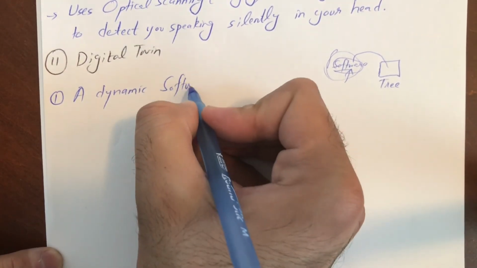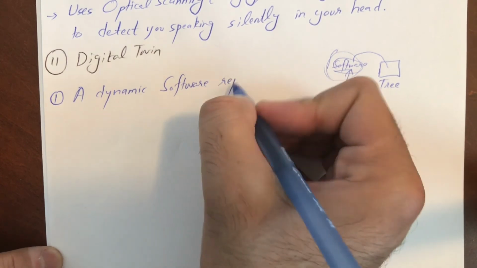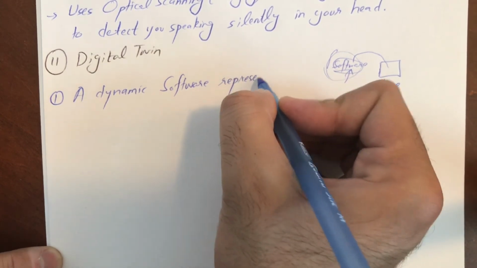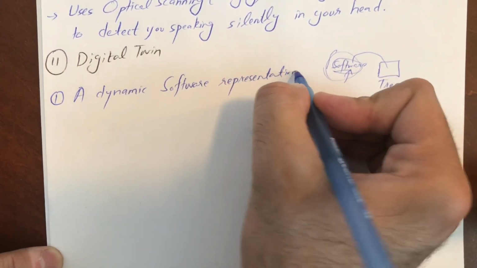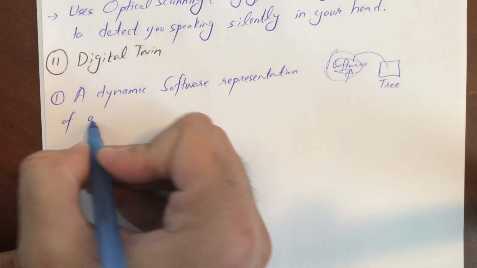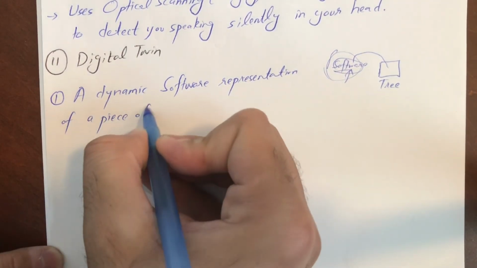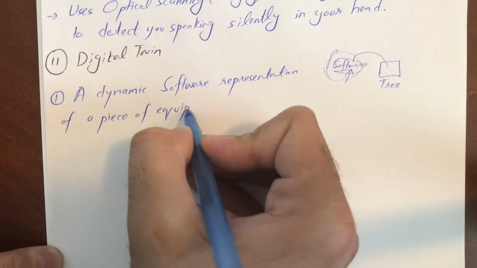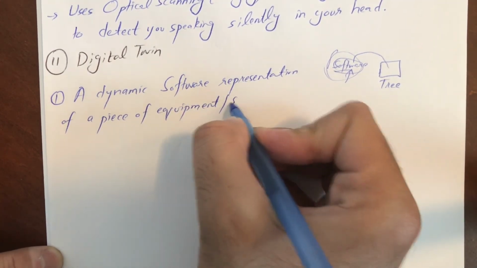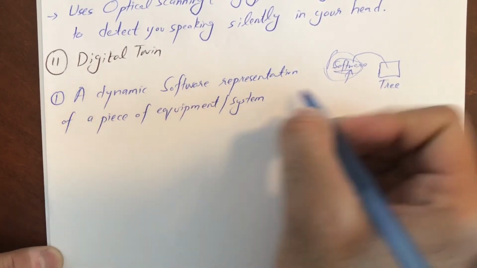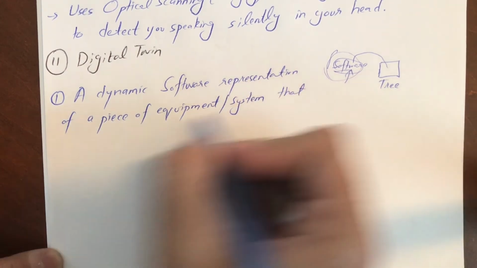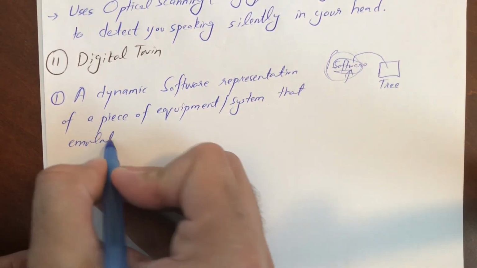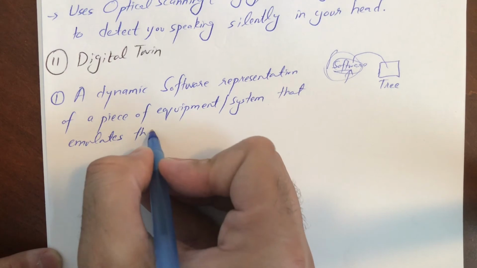So a digital twin is basically a dynamic software representation of a piece of equipment or system that emulates the original material.